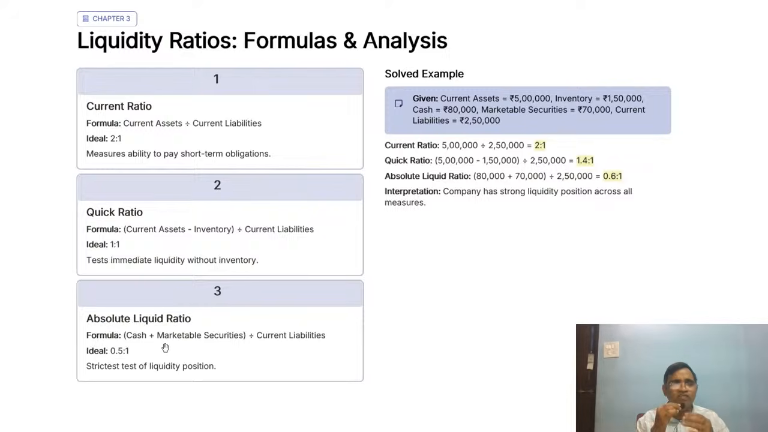So for the cash position, we come to know the formula is cash plus marketable securities divided by current liabilities, and the ideal is 0.5 is to 1. These are the things. There is a solved example here, you can take the screenshot and do the same.